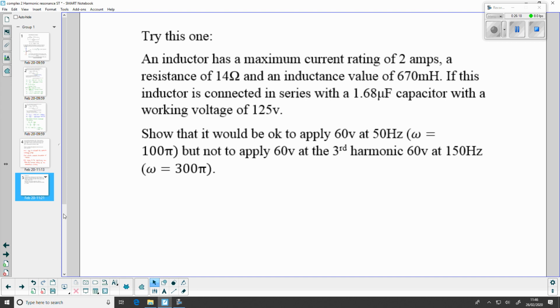So you're going to do the calculations for 50 hertz and show that that would fall within the rating of the capacitor and the inductor, and then do the calculations for omega equal to 300 pi. Pretty sure you're going to find that's resonant, and that it won't come within the 2 amp rating or the 125 volt working voltage of the capacitor. Right, over to you.